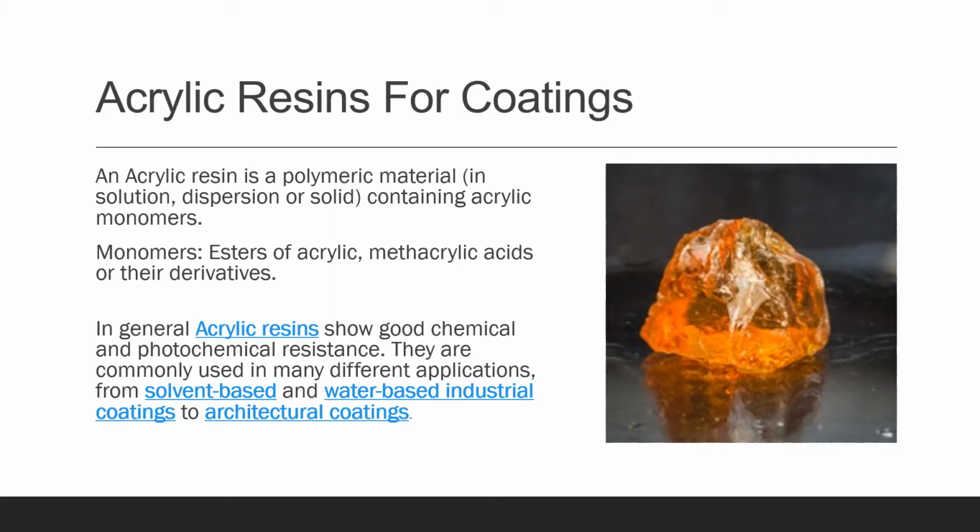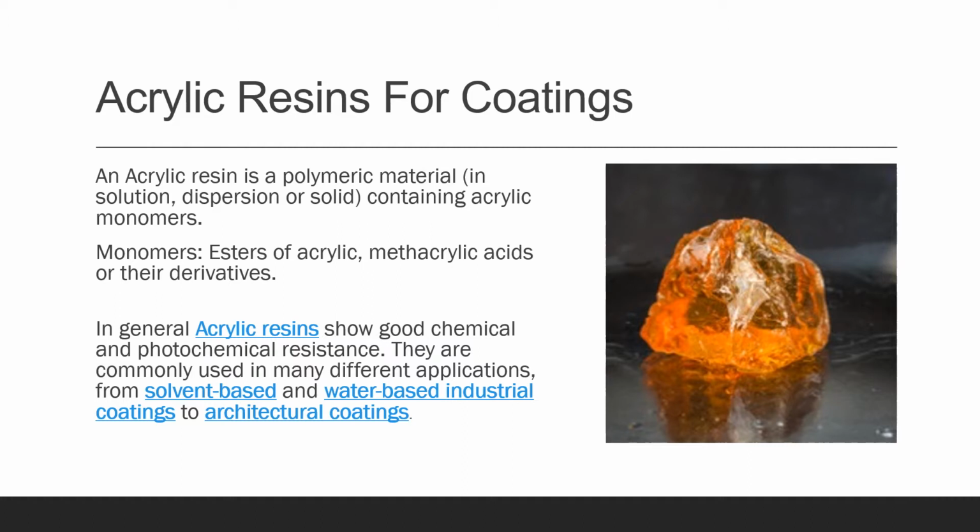So, acrylic resin for coating. Do you know what an acrylic resin is? An acrylic resin is a polymeric material, in solution, dispersion, or solid form, containing acrylic monomers. These monomers are usually esters of acrylic or methacrylic acid, or their derivatives, and can be functionalized by introducing different chemical groups, which we indicate as R. Other monomers can also be incorporated in the polymer chains in order to obtain different resin properties and lower cost of reagents.